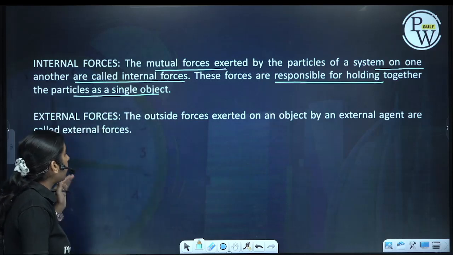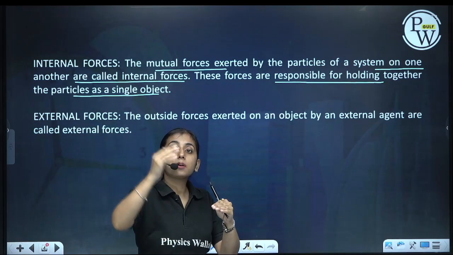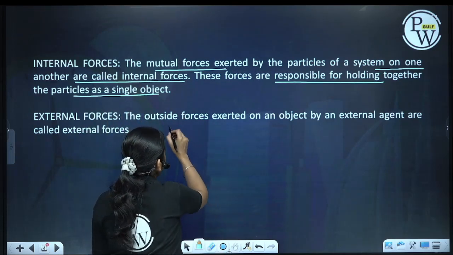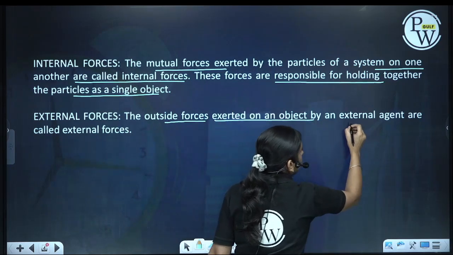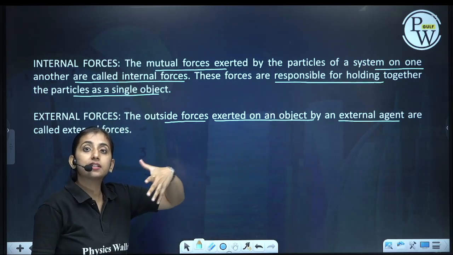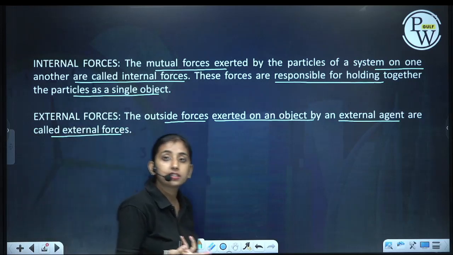Now let us see external forces. The forces which are applied on the system by some other agency externally, okay. So whenever we have outside forces exerted on an object by an external agent, someone outside from the system is exerting a force on the particle, these forces are called external forces.